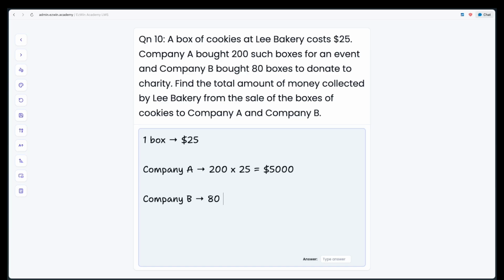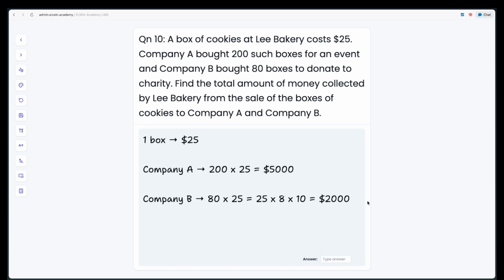So for Company B, we have 80, and then we times 25. What would this give us? So 80 is basically 8 times 10, so this will become 25 times 8 times 10. 25 times 4 is 100, so times 8 will be 200. And add a 0 will be $2,000 in this case.